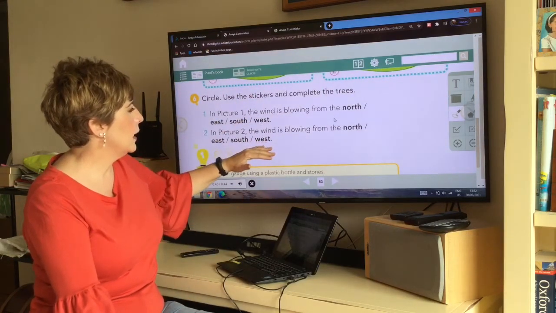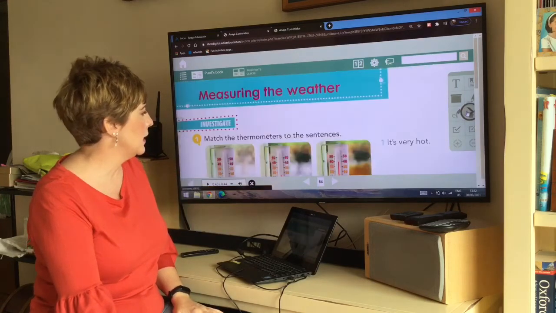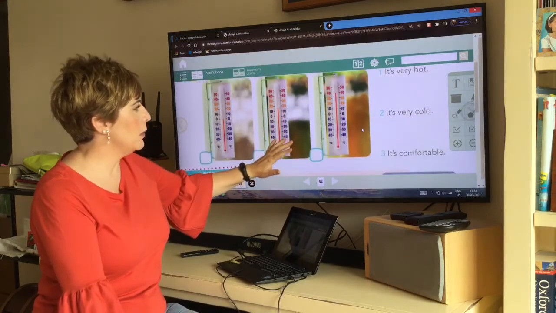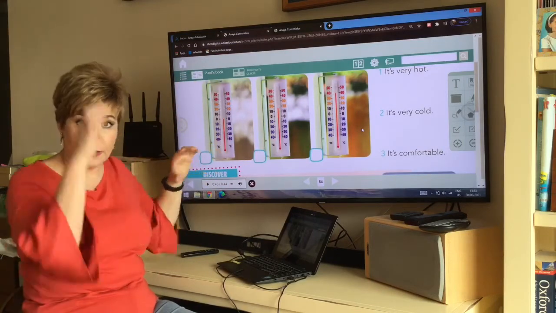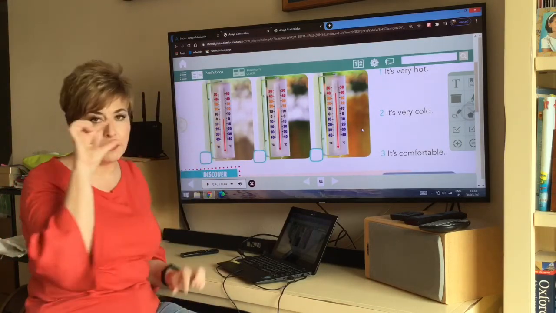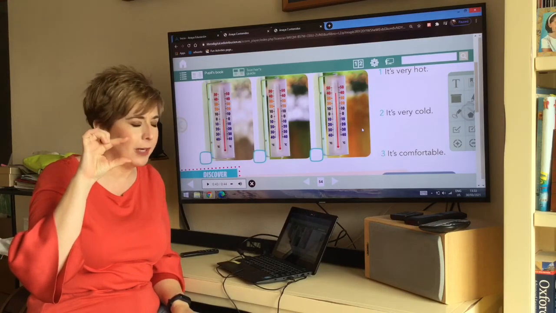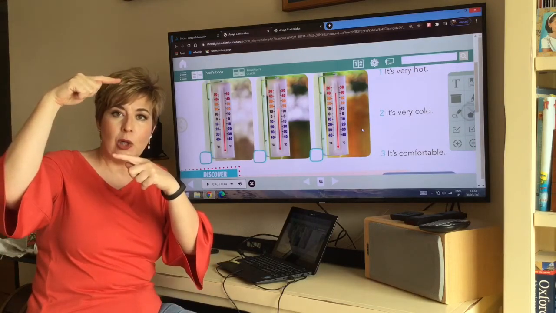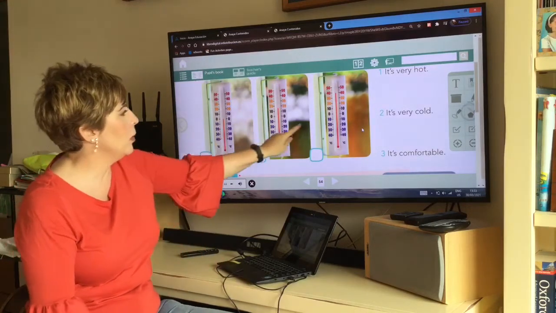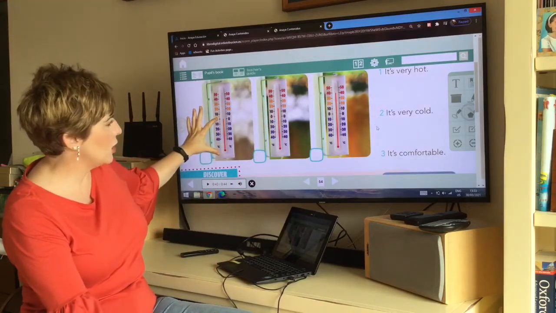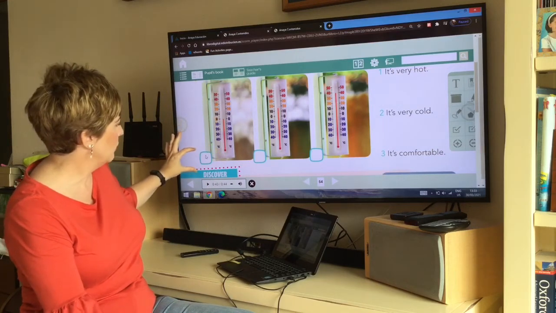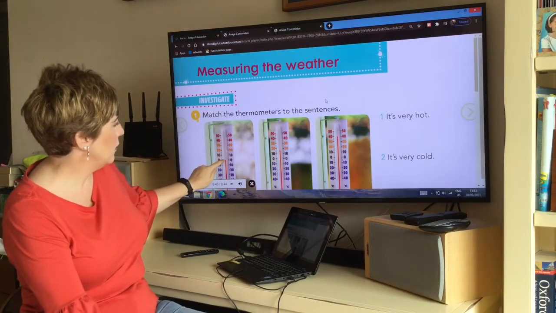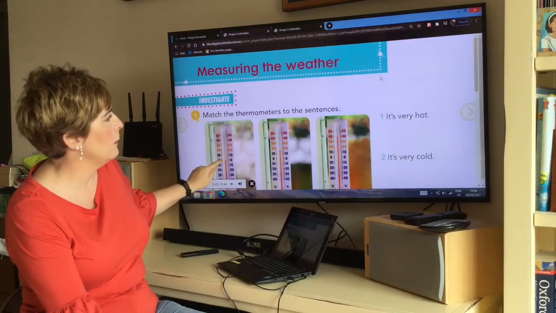And another important activity is at page 54. Okay, we have 3 thermometers. Remember what I told you. If the bar is very short, it's very cold. If it's medium, it's warm. And if it's very long, it's hot. So look at the thermometers and say, this is the shortest, so it's very cold. And if you don't know, I tell you, it's 0 degrees, which is very cold, okay?